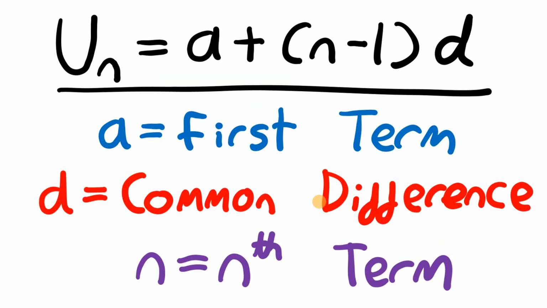So for an arithmetic sequence, we have a formula that can figure out any term in the sequence. It's this up here, where un is equal to a plus (n minus 1)d, where a is the first term in the sequence, d is the common difference, this is how much each term keeps going up or down by, and n, as we've already talked about, is the nth term. This is not given to you in the formula booklet, so you'll have to remember it.